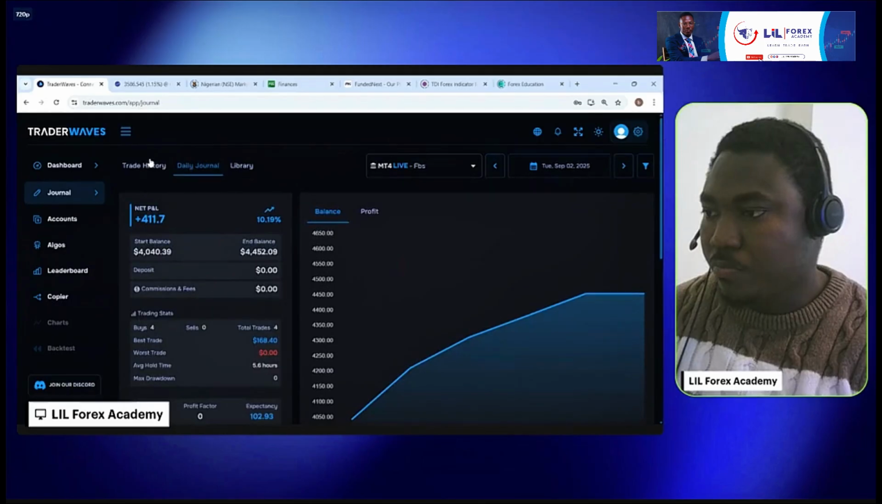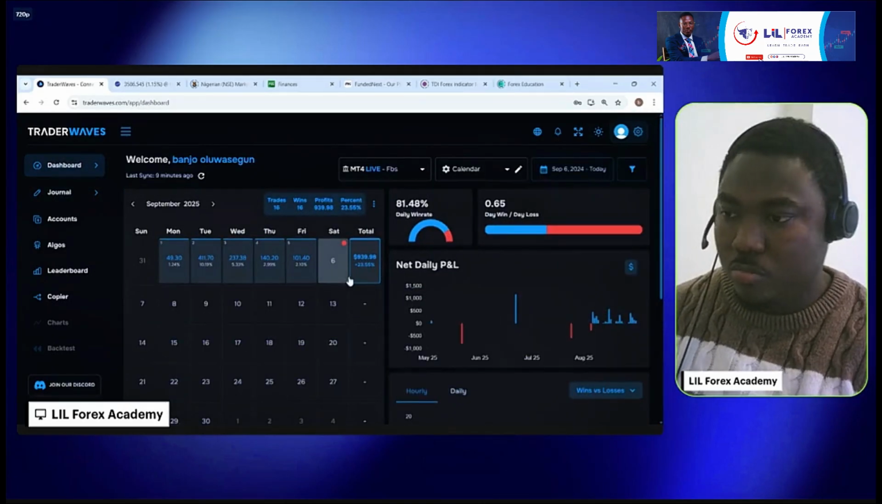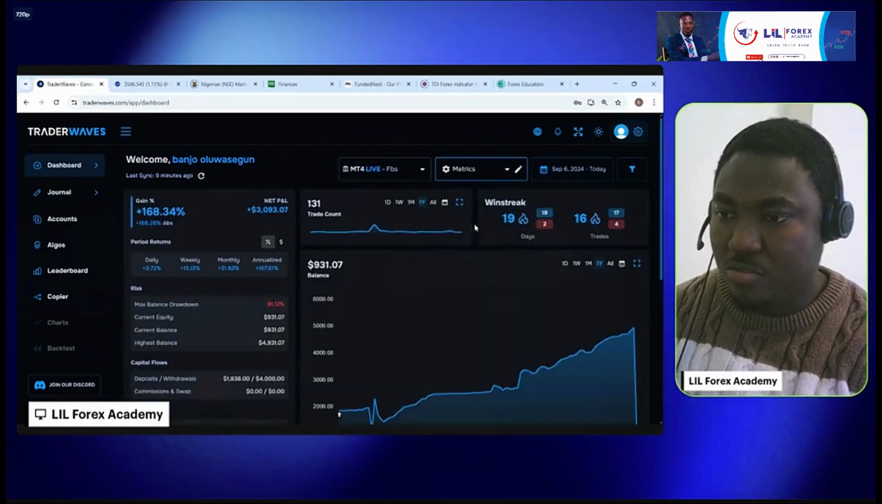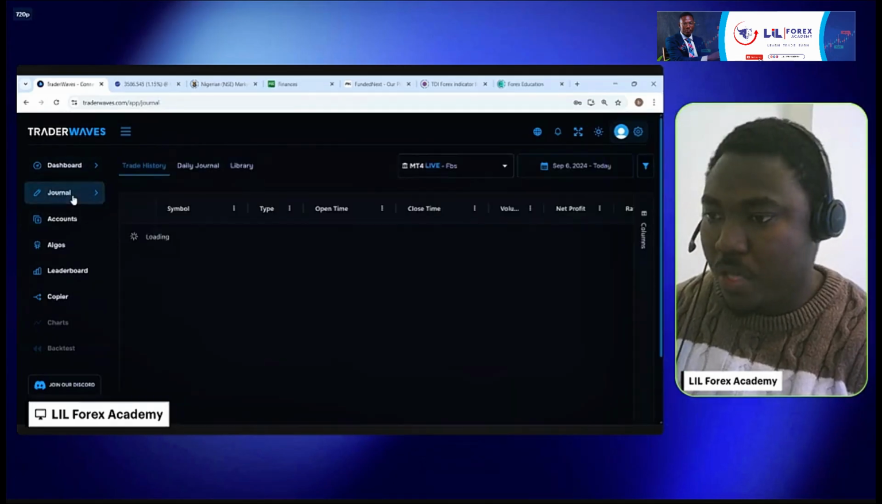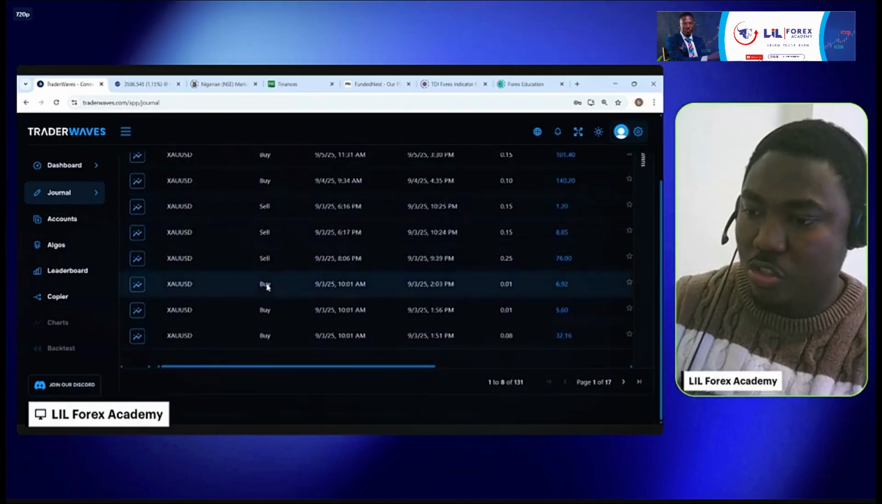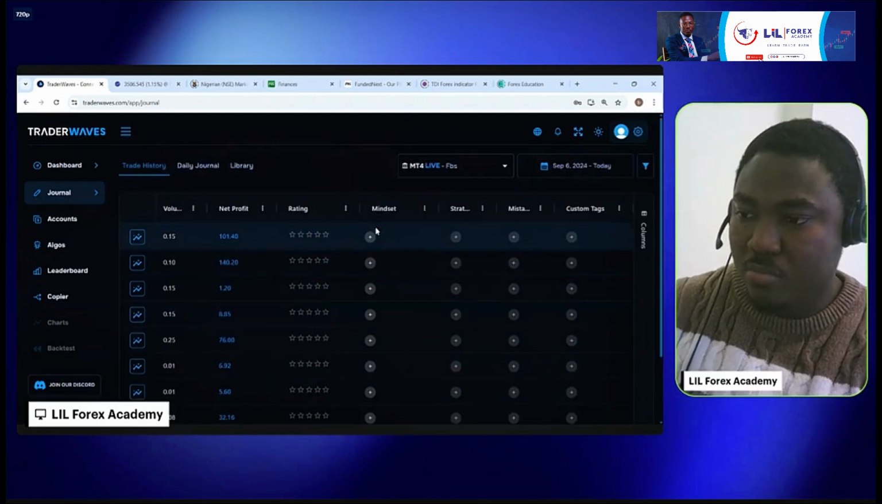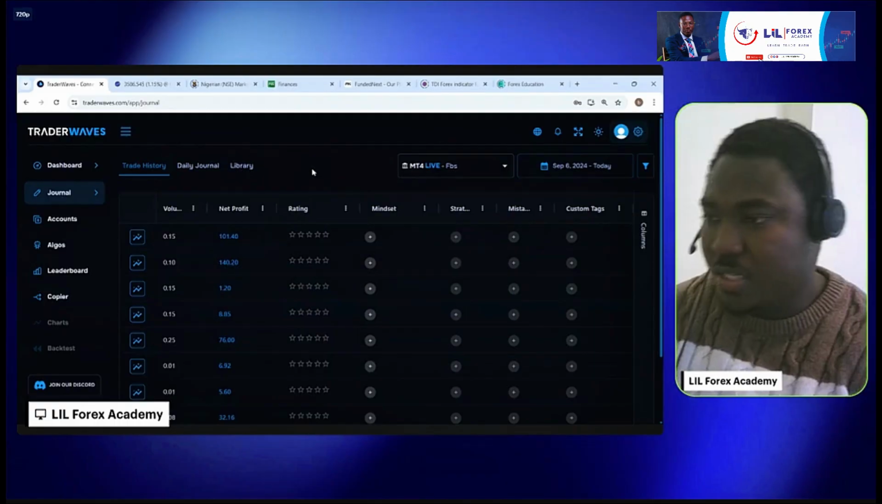All right, so let's come back to the dashboard. Yeah, so this information you can see, and then we are coming back from metrics to see the trade performance. All right, so let's come back to journals. In journals, you can see all your trades just as you have it on your MT4. Okay, and you can add some mindset, rate the trade. You can input the strategy and do some analysis there.